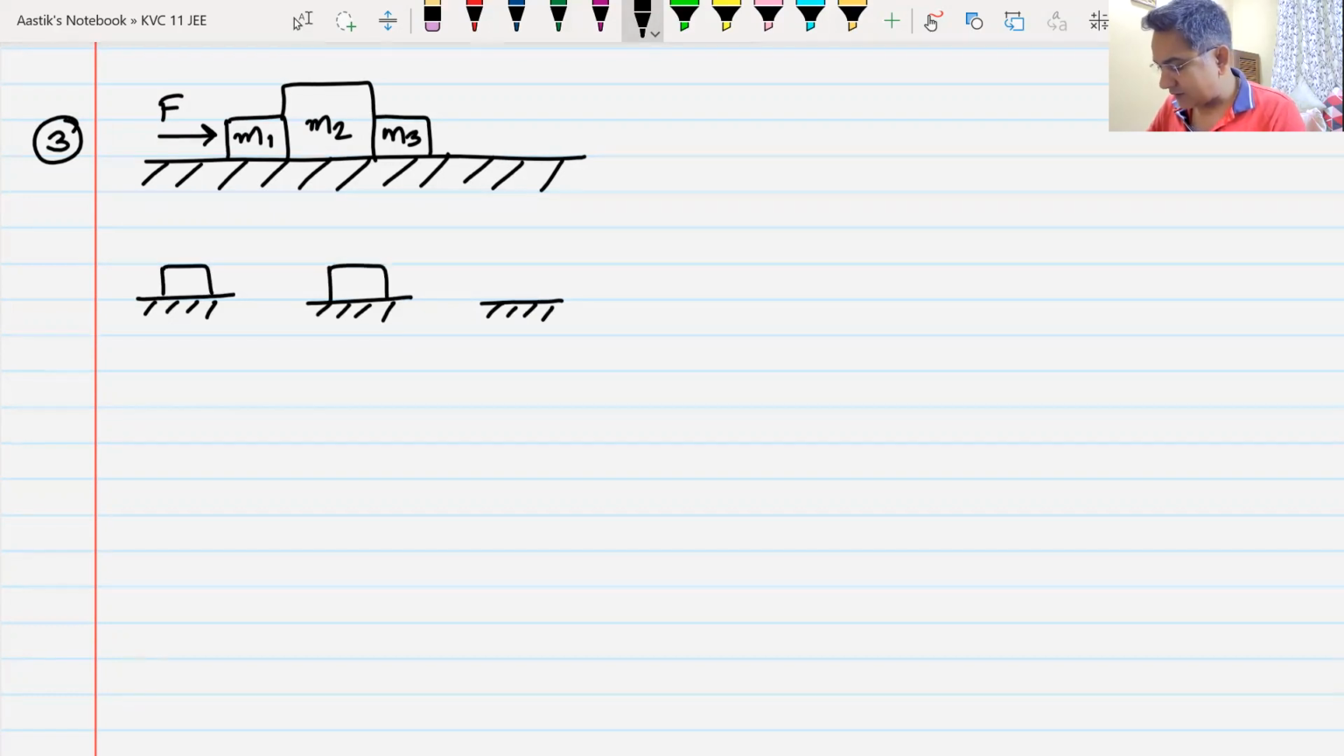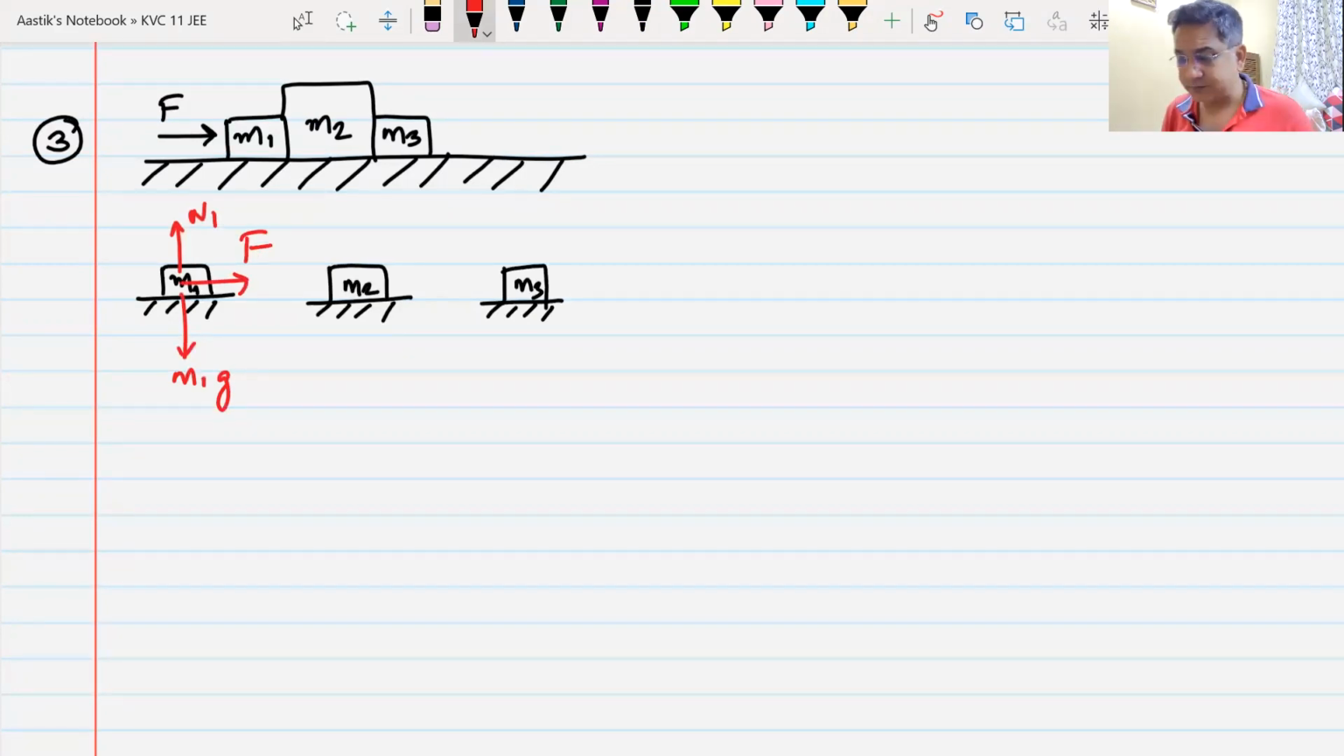This is M1, this is M2, this is M3. Let me draw the free body diagram. M1G, N1, the force is F. Everyone sees this, yes or no? But there will be a reaction force between M1 and M2. It will be going back. Let me call it R1.